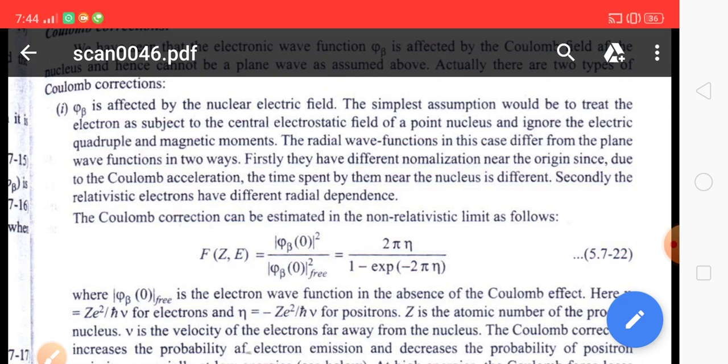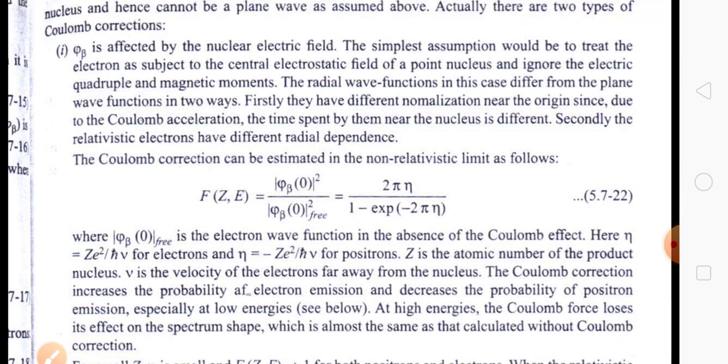The radial wave functions in this case differ from the plane wave functions in two ways. Firstly, they have different normalization near the origin, since due to the Coulomb acceleration the time spent by them near the nucleus is different. Secondly, the relativistic electrons have different radial dependence. The Coulomb correction can be estimated in the non-relativistic limit as follows.